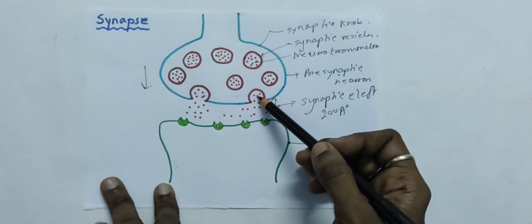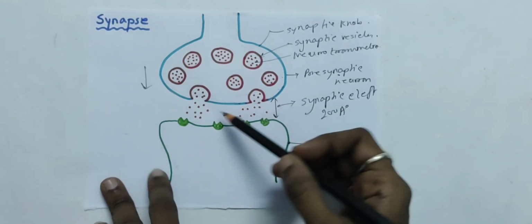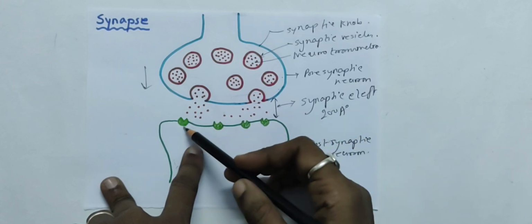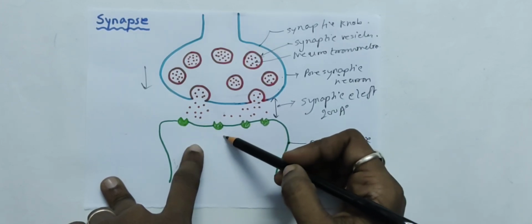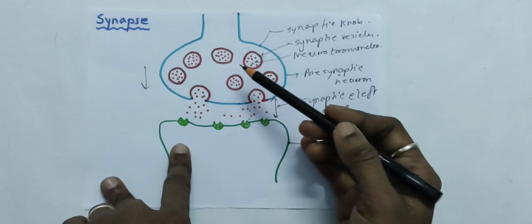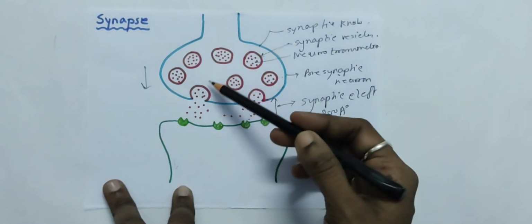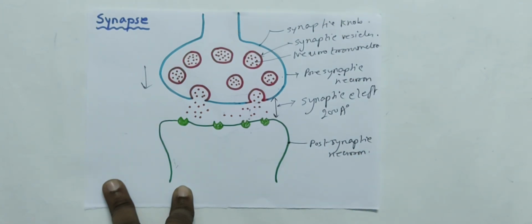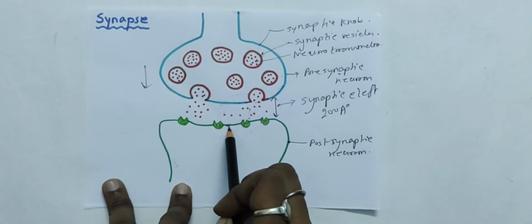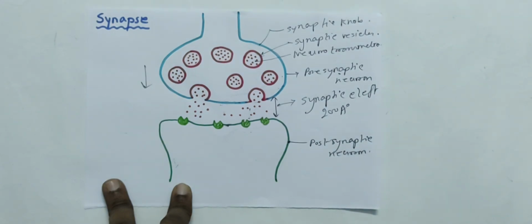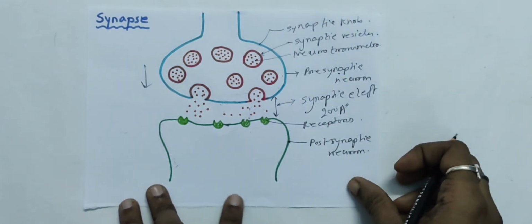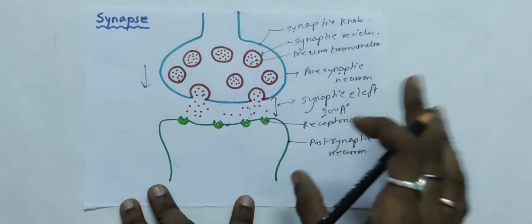Now what happens? Whenever the neurotransmitter is released into the synaptic cleft, the postsynaptic neuron has receptors on its surface. They receive those signals. In that way, the signal is passed from one neuron to another, from the presynaptic neuron to the postsynaptic neuron. This is called the synapse. This membrane is called the presynaptic membrane, and the membrane of the postsynaptic neuron is called the postsynaptic membrane. These are receptors. Okay.